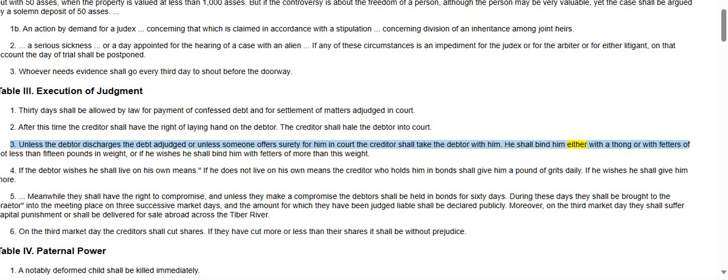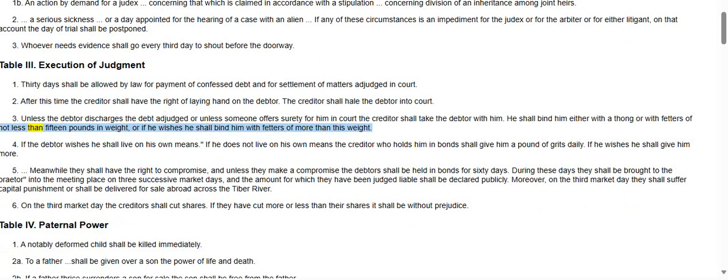He shall bind him either with a thong or with fetters of not less than 15 pounds in weight, or if he wishes, he shall bind him with fetters of more than this weight. 4. If the debtor wishes, he shall live on his own means. If he does not live on his own means, the creditor who holds him in bonds shall give him a pound of grits daily. If he wishes, he shall give him more.